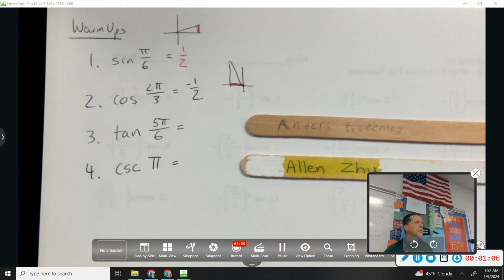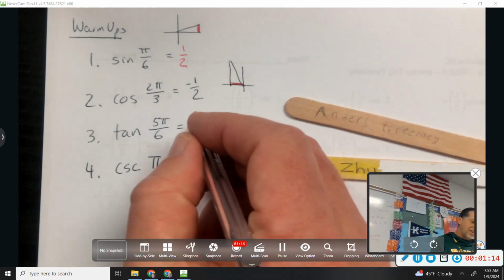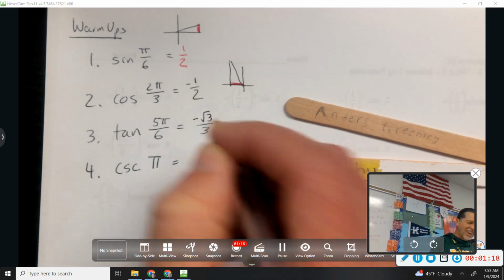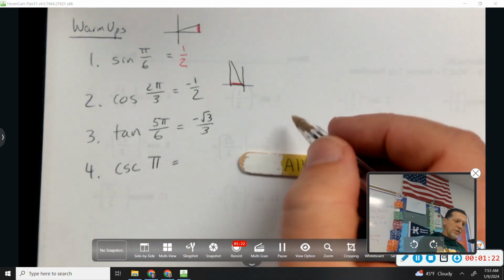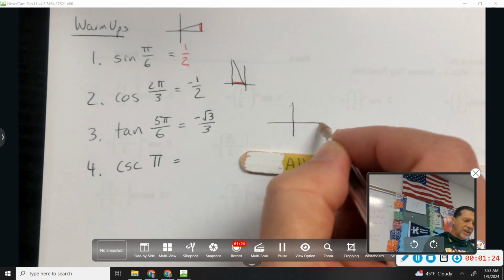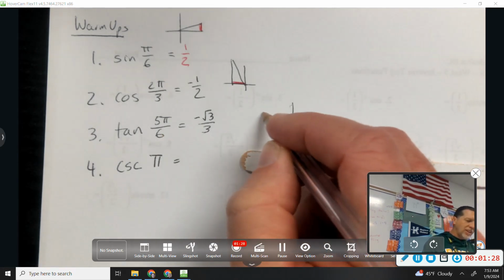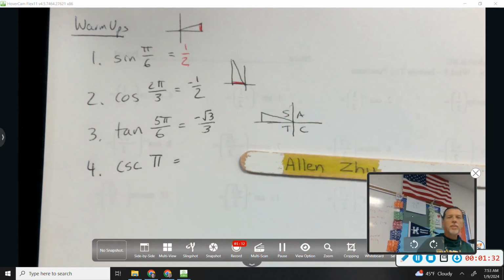Anders, you got a little bit of a hard one here. Tangent of 5 pi over 6. I got negative square root of 3 over 3. Yes. So I know you had the negative right because you guys were arguing about where 5 pi over 6 is. And you were right that it's not to pi yet, so it's definitely in the second quadrant, which means it needs to be negative.